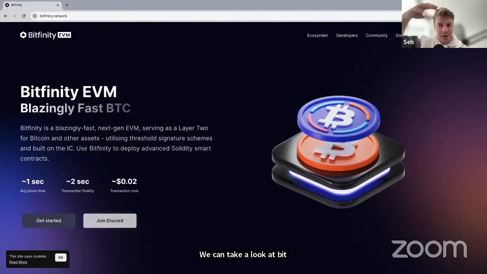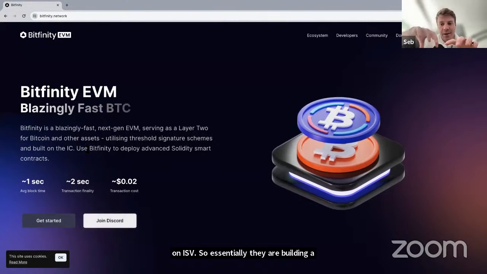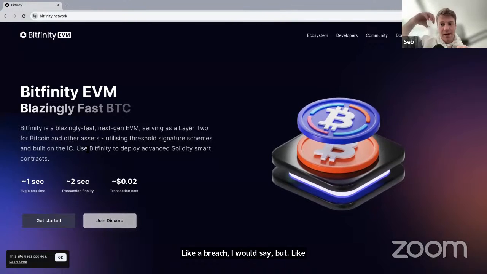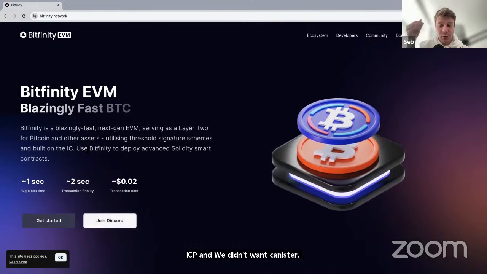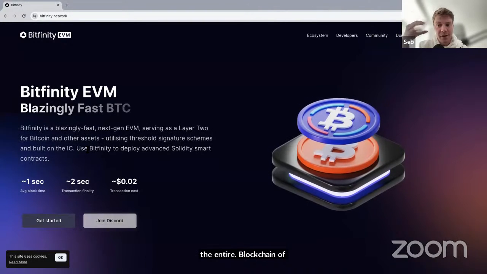So essentially, they are building a bridge, I would say, a bridge between ICP and Ethereum within one canister. Canisters are so powerful that you can actually have the entire blockchain of Ethereum and the entire EVM running within one canister.